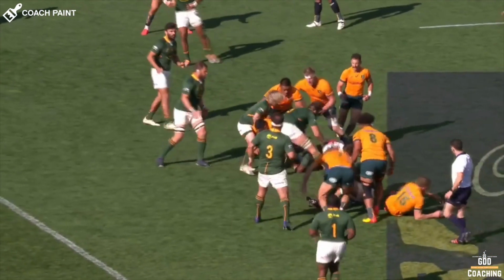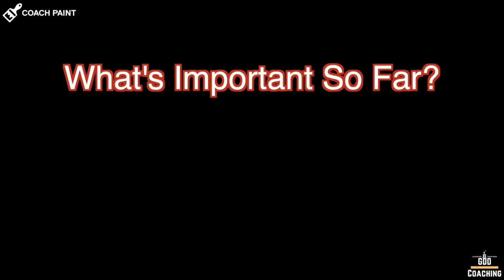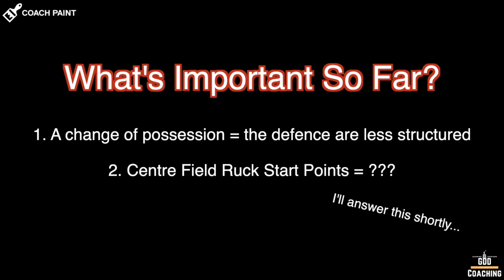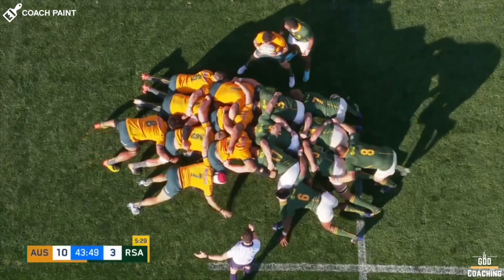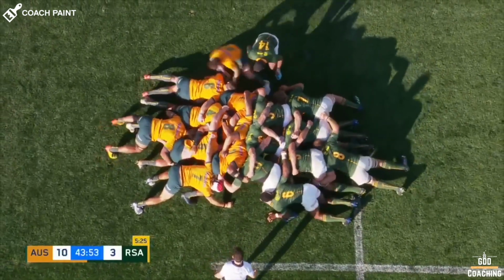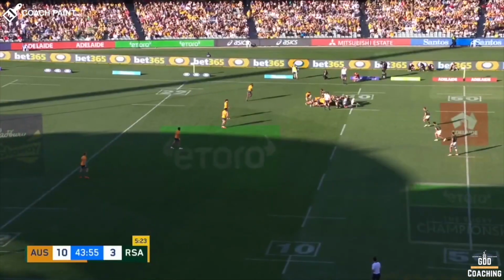So what have you seen so far? Both versions have come from a situation where there's been a change in possession, and both have been attempted from a centre-field ruck. So there should be no surprise that Australia were pretty keen to recreate these scenarios, and goal line dropouts do that perfectly.